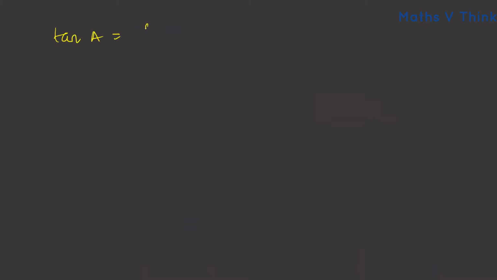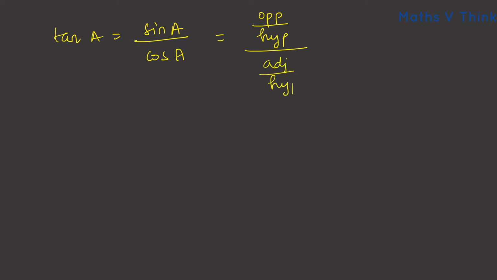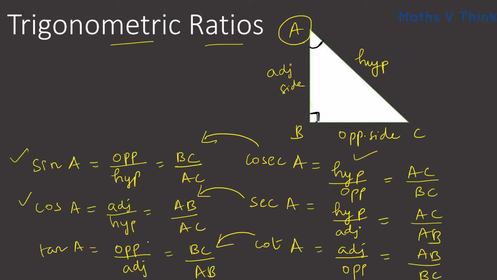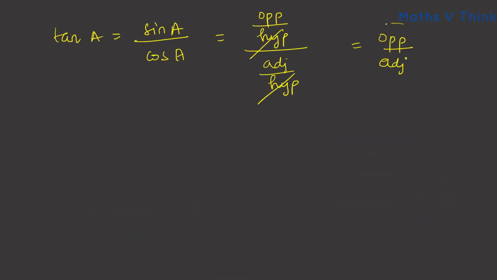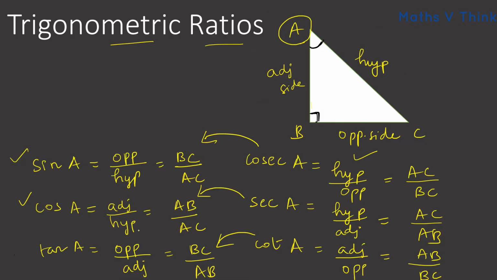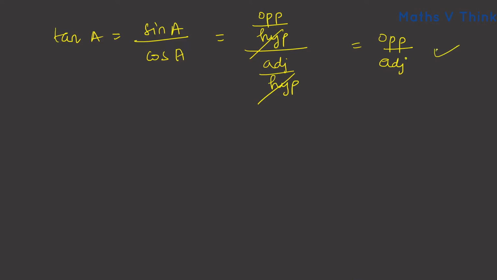Now, after understanding these trigonometric ratios, we got to know that tan A is sin A by cos A. We know sine is opposite by hypotenuse, and cos A is adjacent by hypotenuse. Hypotenuse gets cancelled, so we get opposite by adjacent. So you have seen here it is opposite by adjacent. So tan A is opposite by adjacent.